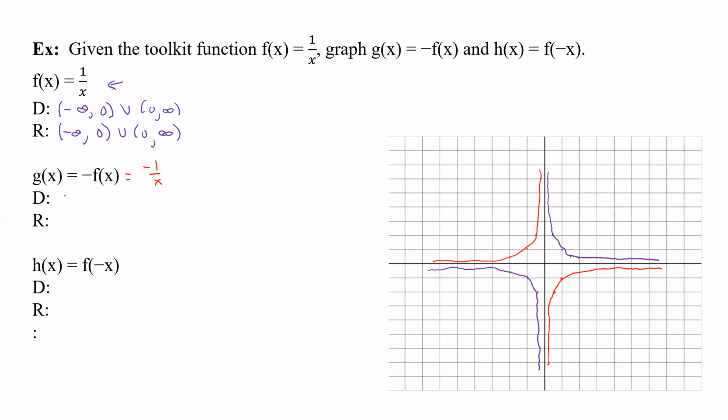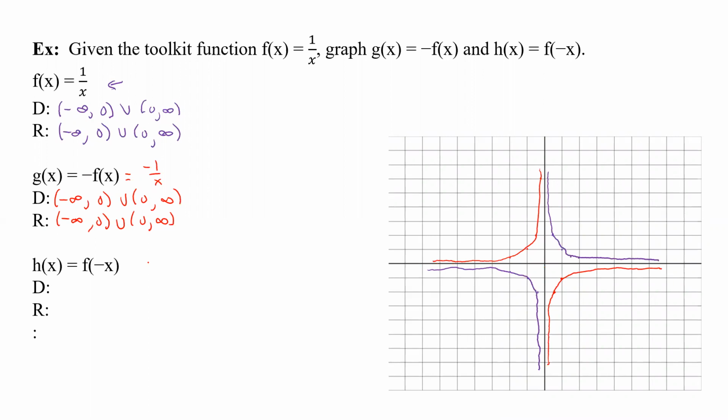So what is our domain? Well, our domain is going to be from negative infinity up to 0, and then from 0 to positive infinity. So negative infinity to 0, union 0 to positive infinity. What is our range? Well, our range is going from negative infinity to 0, and then 0 to positive infinity. So just like we had before, but the shapes are on the opposite side now.